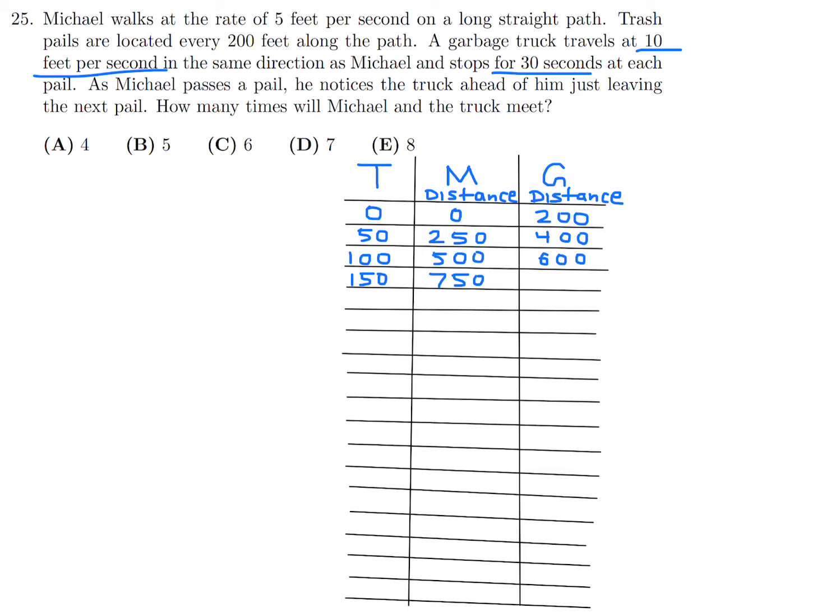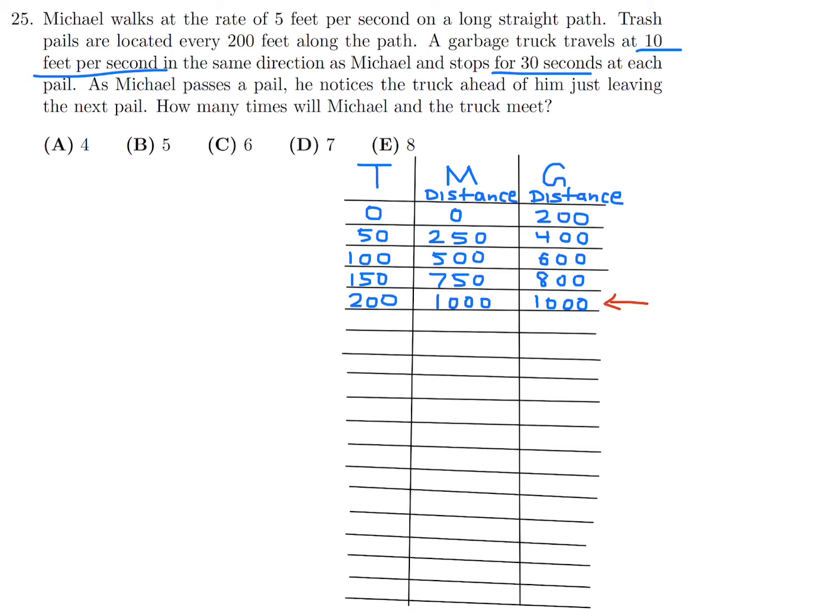So this is 800 now. Like that. Okay? Now we get to something that's different, where Michael catches up at 200. He's at 1,000, and now the garbage truck is at 1,000. So he finally catches up to the garbage truck, and that's the first meeting point.